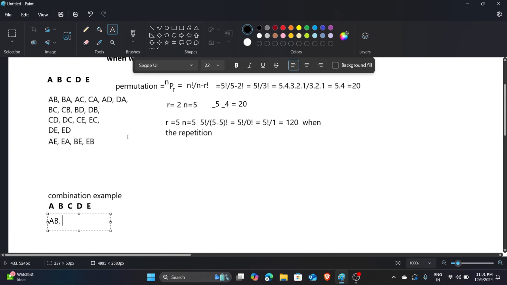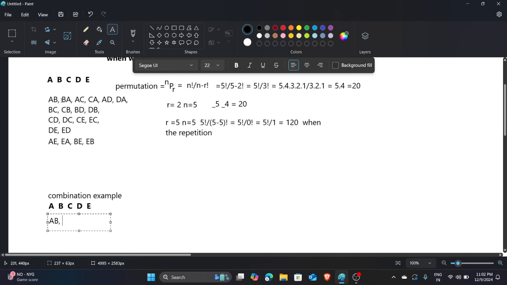Here is the difference between arrangement and selection. If you select A one time with B, then you can't select A with B again. The arrangement is that you can arrange A before B, or you can arrange A after B. But in selection, you can select A with B, and selecting A with B again is the same situation. So this is the only difference between combination and permutation.